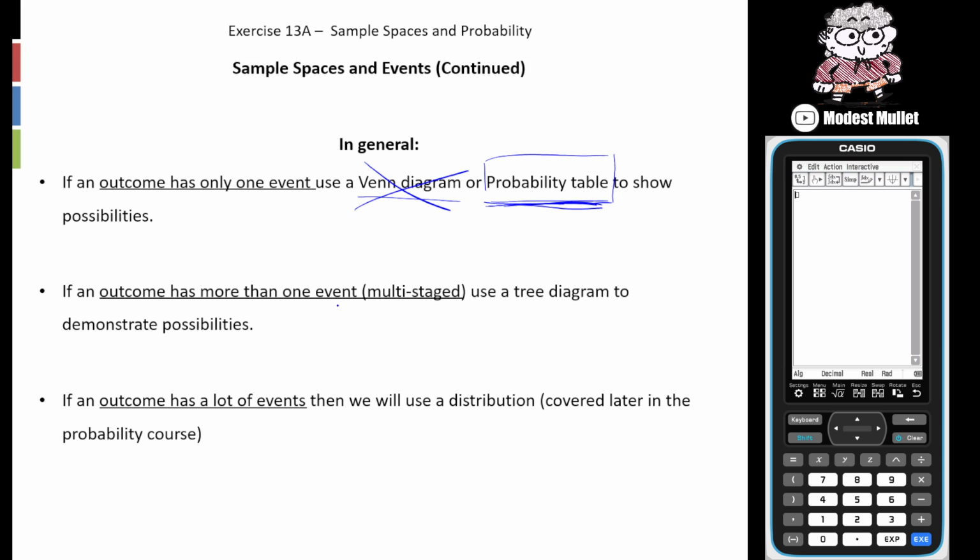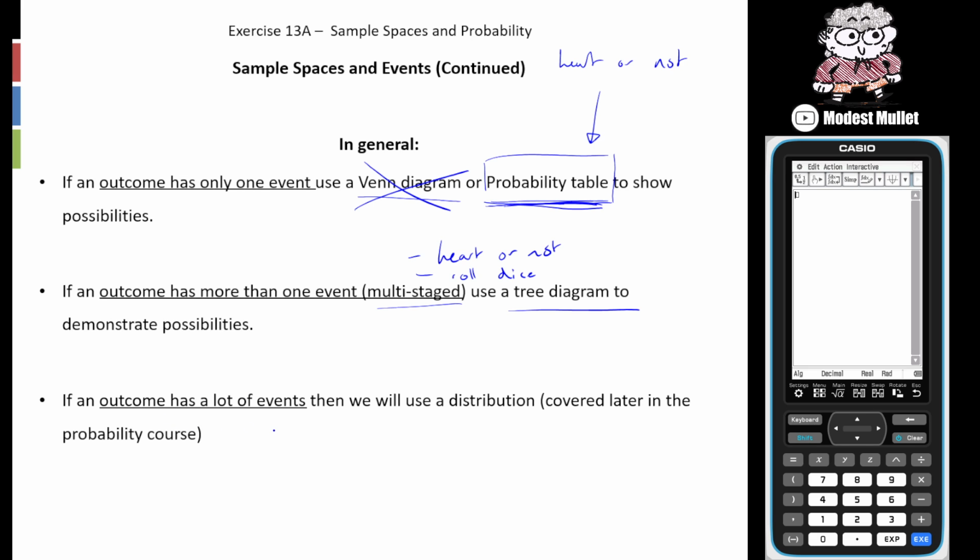If an outcome has more than one event, so multi-stage. For this example here, it might be drawing a heart or not. That's a single event, single stage. While if it has multiple events, so it might be first step is heart or not, and then after you do that, you might roll a dice. So we've got two steps or two stages going on. You want to use a tree diagram, and that will help you see possibilities and probabilities.